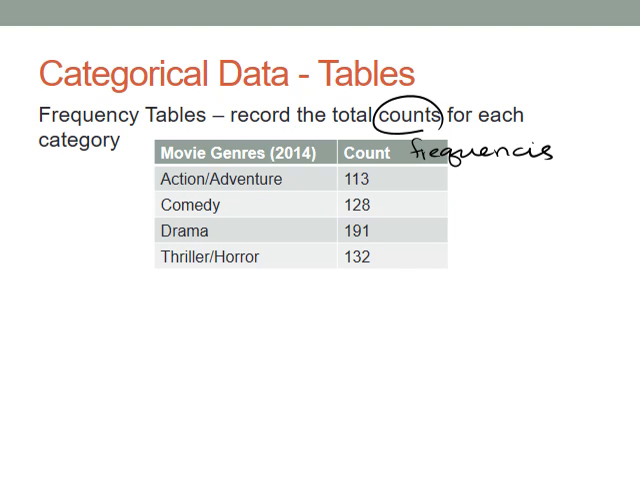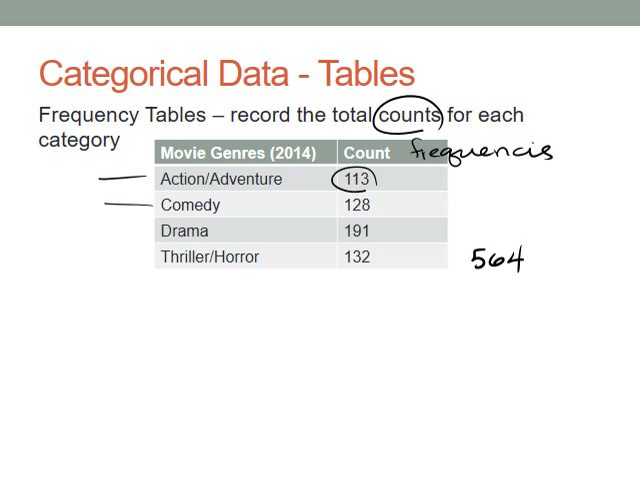This is data that was gathered in 2014 for the movies that were released and what movie genre they fell into. What this frequency table is telling us is that for the action-adventure category, 113 movies were released. In the comedy category, 128 movies were released. And we'll need this information later. A total of 564 movies were released in these four categories.